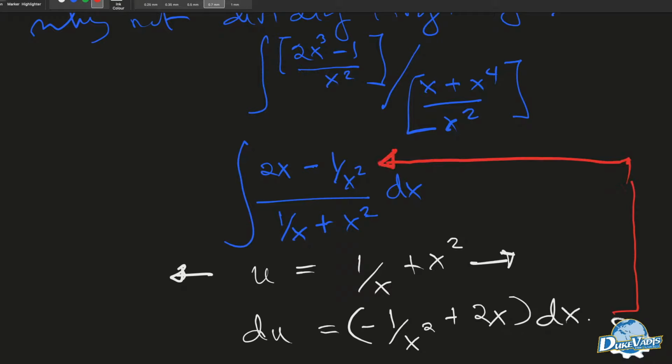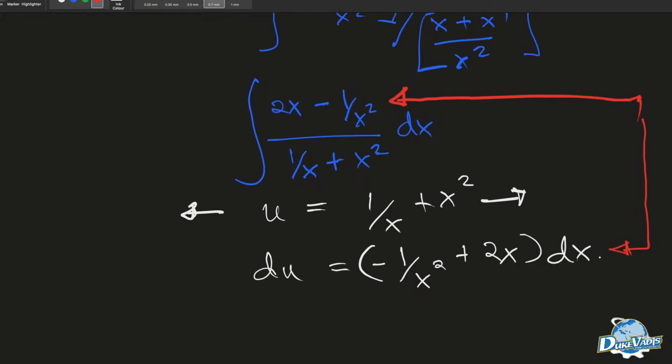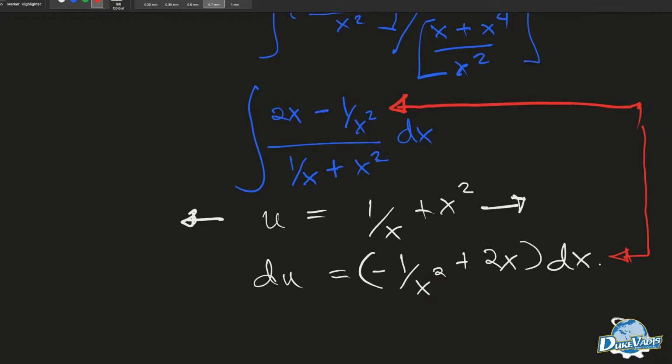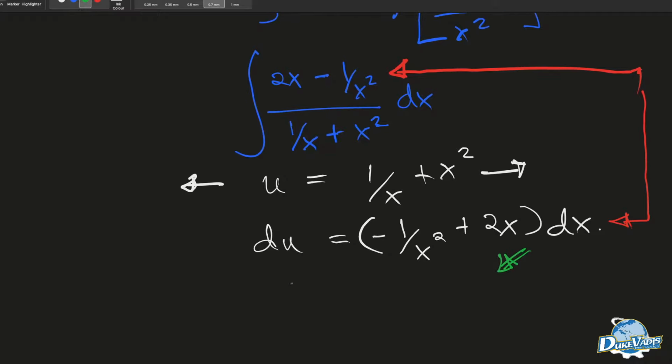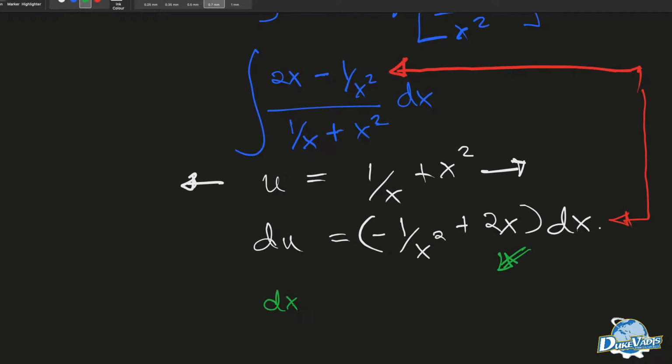Okay, look at it. It's on top of the numerator, this. So meaning we have been able to break the back of the camel. So what do we do? We make the dx the subject. Okay, so our dx from here will be equal to du all over minus 1 over x squared plus 2x.